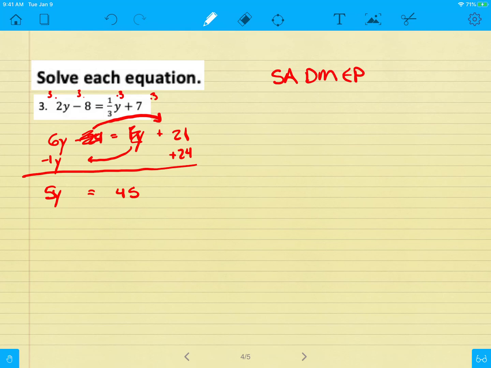So I'm still not done. I need to get rid of this 5, so I'm going to divide by 5, divided by 5. The 5's cancel. Leaving with y equals, and 45 divided by 5 is 9.